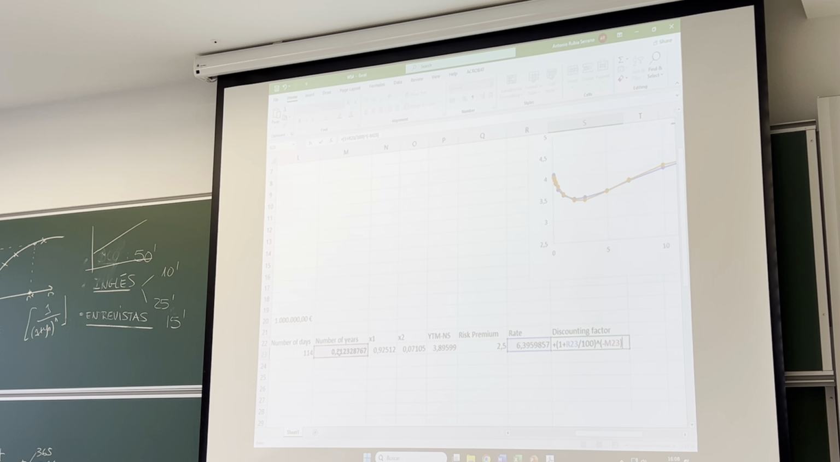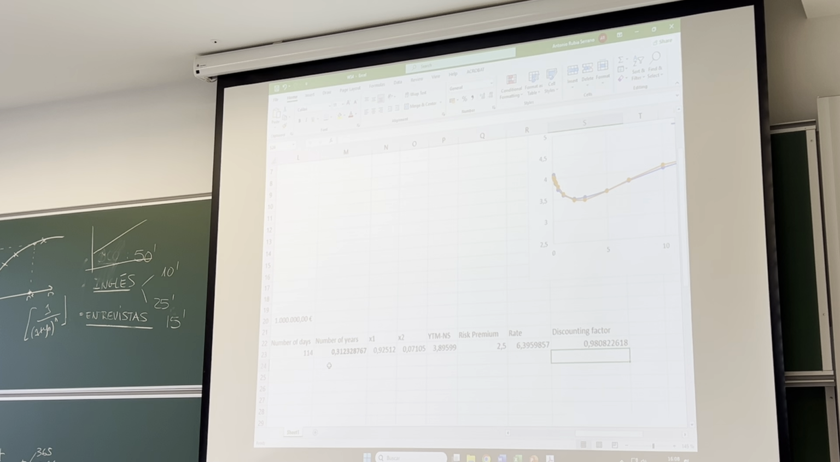This is the 6.3% annual, and I can compute here the number of years. So this is what I have here, 0.31 years. Everything is measured in years. We have agreement in the units. So that's the discount factor.